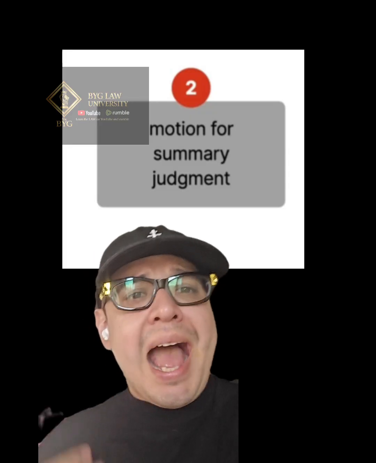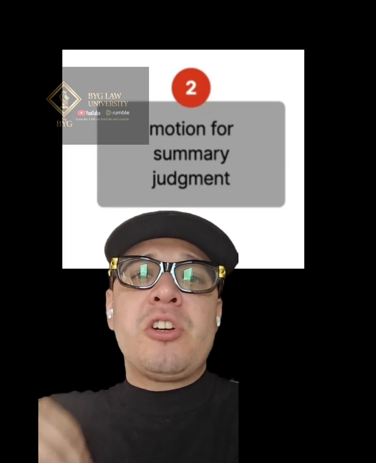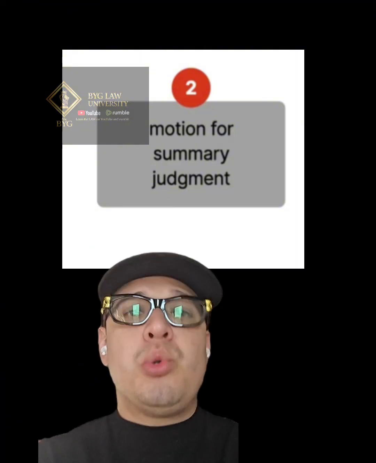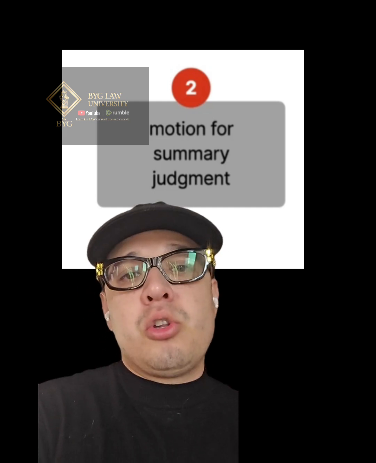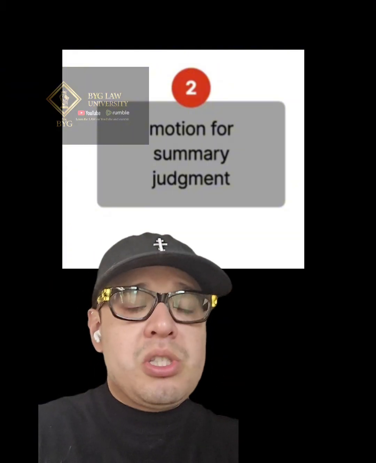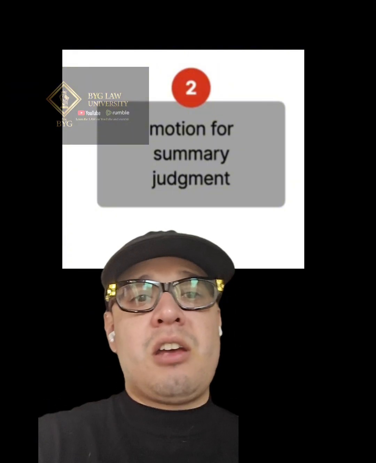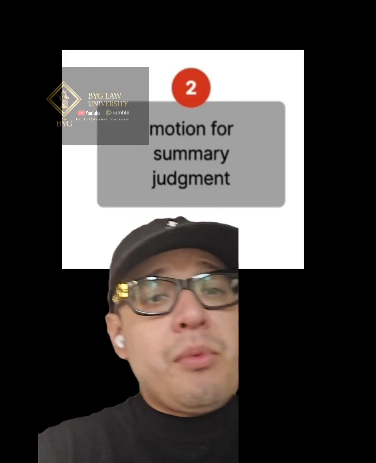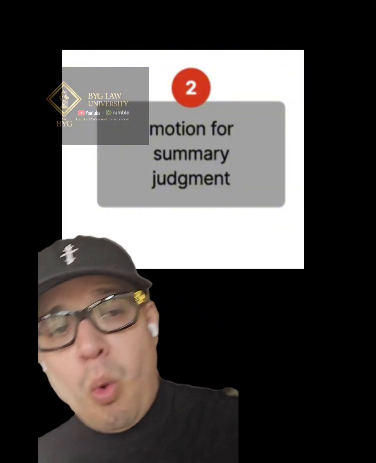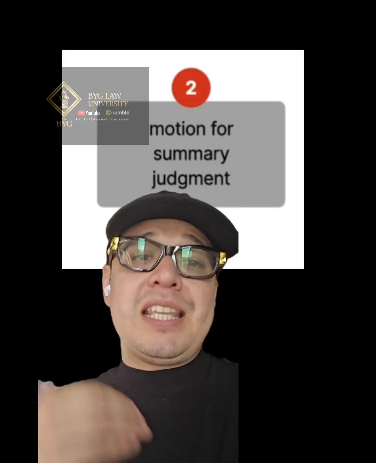The next motion happens later. A motion for summary judgment is usually filed after discovery closes, but before trial begins. Unlike a motion to dismiss, the court is no longer looking only at the complaint. Now the court examines evidence. This includes things like depositions, documents, affidavits, and other evidence available to the court. Summary judgment is sometimes called the put up or shut up motion. Why? Because at this stage, the plaintiff and defendant must show what evidence they actually have.